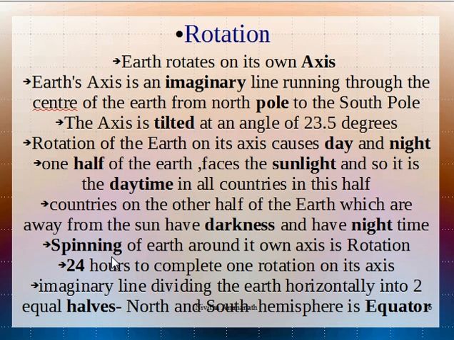Spinning of the earth on its own axis is rotation. The earth takes 24 hours to complete one rotation on its axis.